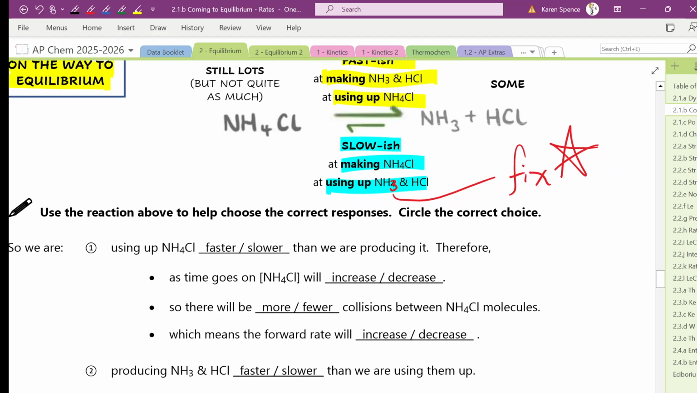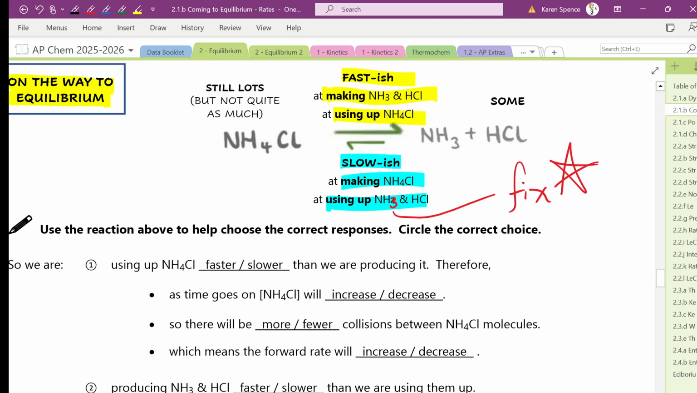Use the above reaction to choose the correct responses. At this point in time, on our way to equilibrium, are we using up NH4Cl faster or slower than we are producing it? Faster. So, NH4Cl concentration will decrease. So there will be fewer collisions, which means that the forward rate will decrease. Oh, shock. It's the same thing as was happening before, just again.